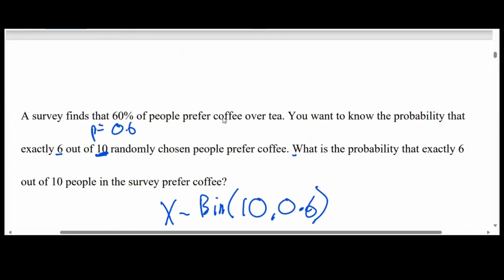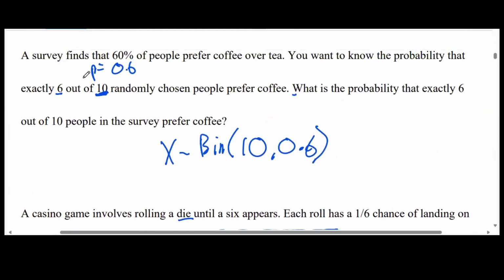Let's see if I have a next one. All right, look at this one. A survey finds that 60% of people prefer coffee over tea. Okay, so most likely that is the probability of a success. You want to know the probability that 6 out of 10, same wording. 6 out of 10, that has to be binomial. Anytime you want an amount out of a total, it is binomial. In addition to that, they gave you the probability of a success.